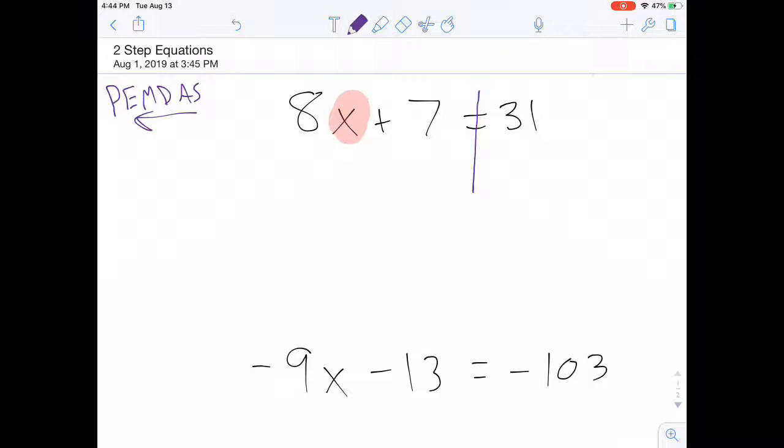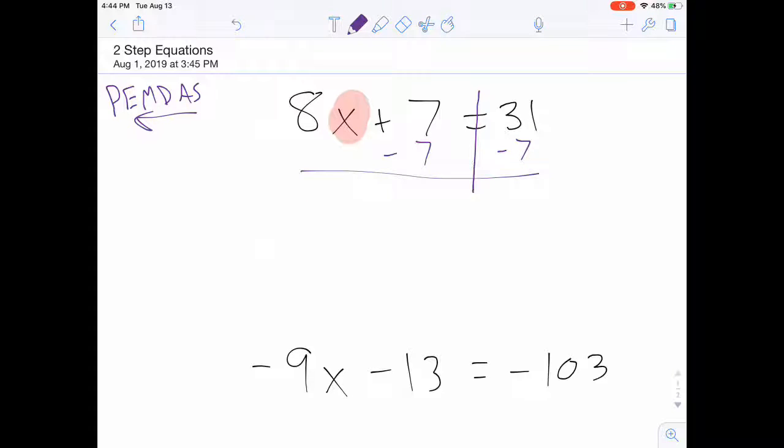Okay, I have 8x plus 7 equals 31. If you notice, I'm multiplying the variable by 8, and then I'm adding 7 to it. To work backwards, I would have to find what's furthest away from the variable on that side of the equal sign. So in this example, the 7. We are adding 7, so the opposite of addition is subtraction. So I would subtract 7 from the left-hand side as well as from the right-hand side.